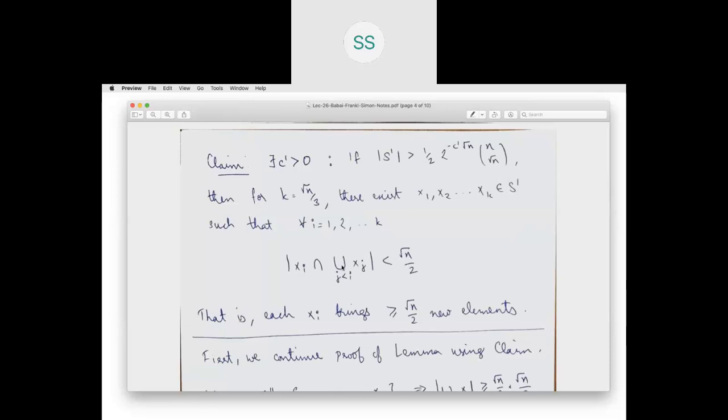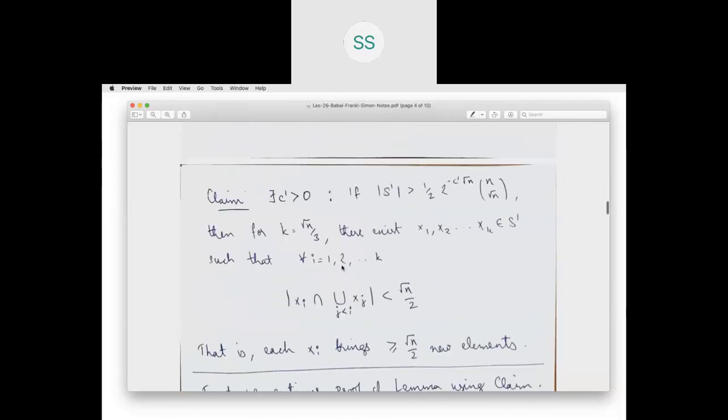When you take x1, all the elements are new. When you take x2, there are at least square root n by 2 new elements that are not covered by x1. When you take x3, there are at least square root n by 2 new elements that are not covered by x1 and x2, and so on. Let's say you take x10, then there are at least square root n by 2 new elements in x10 that are not covered by x1, x2, x3 up to x9. So now what this gives you is that if you take all these sets together, x1 to xk, we have a lower bound on how many elements these together have. Right? Because every set xi brings at least square root n by 2 new elements.